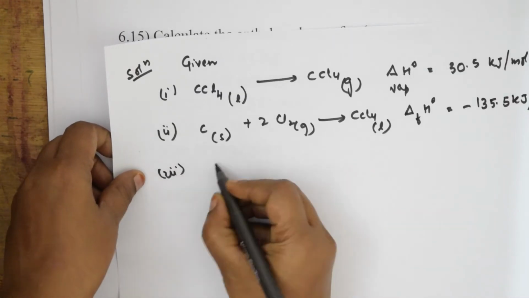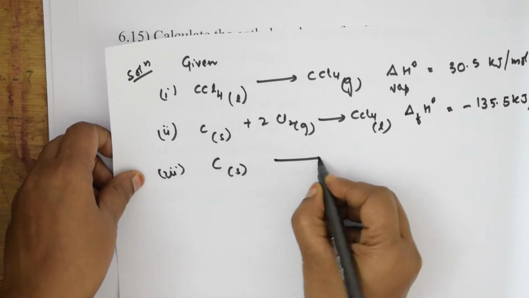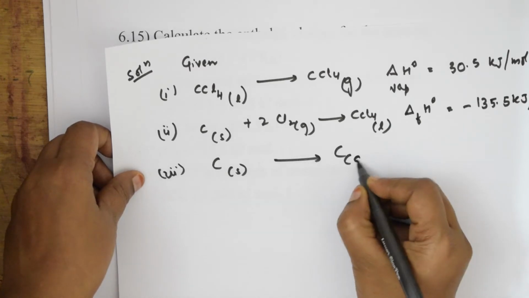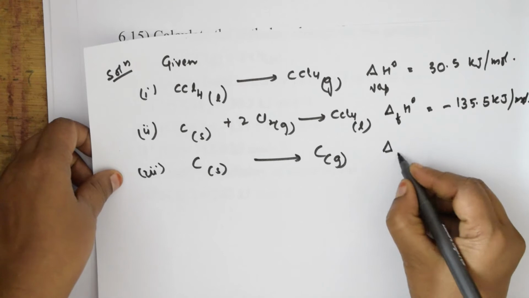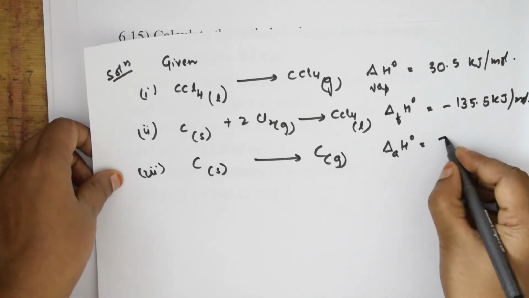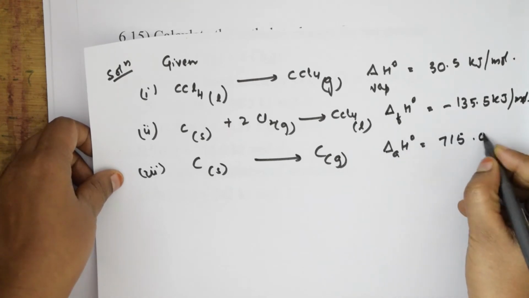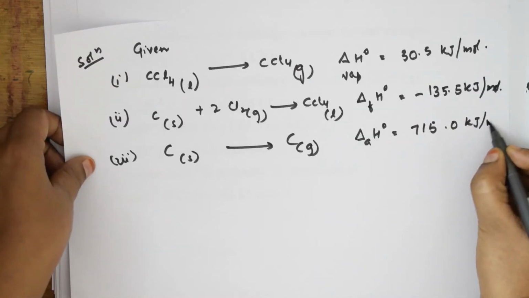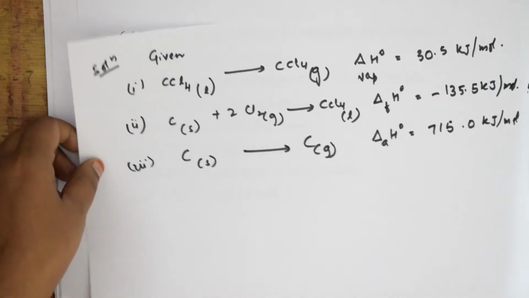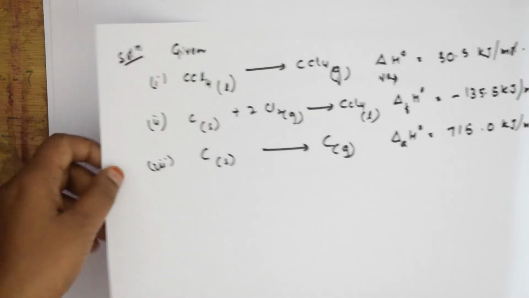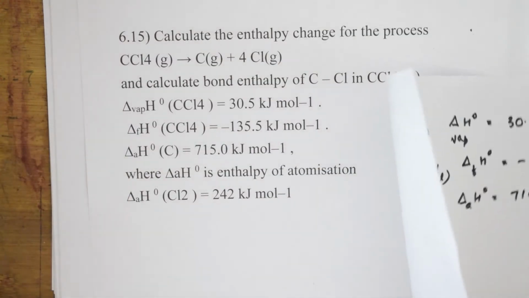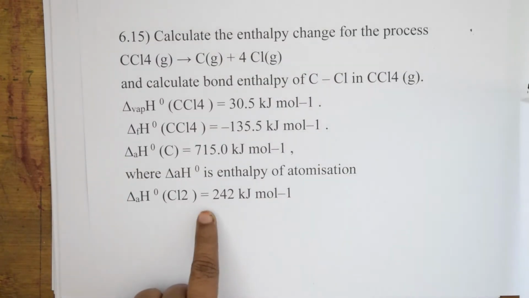Now the next one, enthalpy of atomization, that is carbon solid getting converted to gaseous state. In the third step, carbon solid getting converted to carbon gaseous. Here delta H atomization is equal to 715.0 kilojoules per mole. This is also over. Now in the fourth reaction, what else did they give us? They've given us delta H atomization of Cl2.